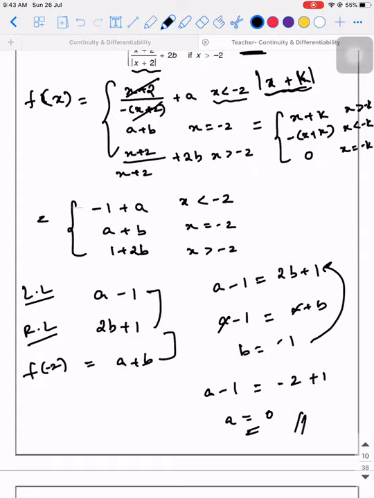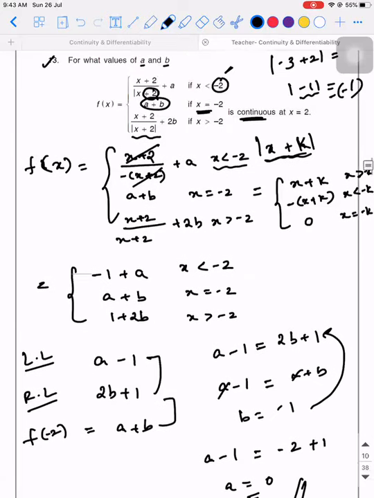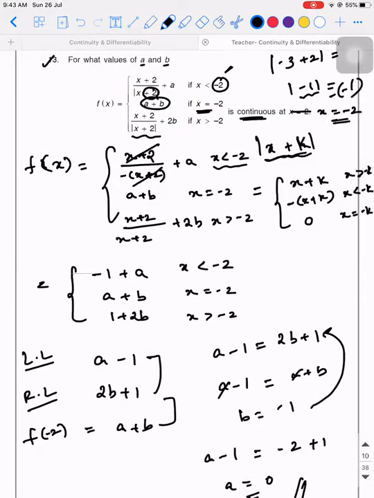Check the answer. Right, sir. It is given continuous at x is equal to 2, sir. It is wrong actually. It should be minus 2. Generally, these kind of questions, they will test at this point. It's a typing mistake. Minus 2.